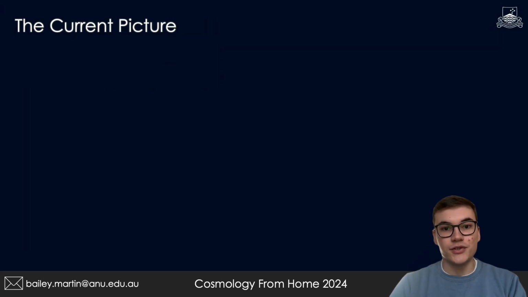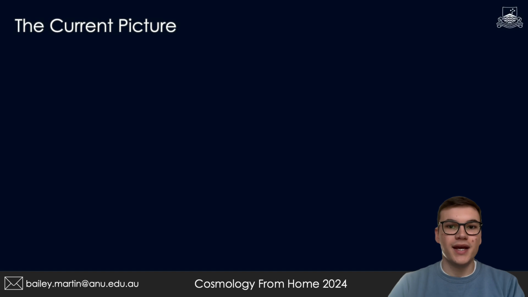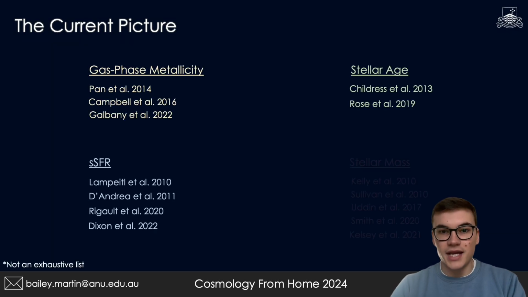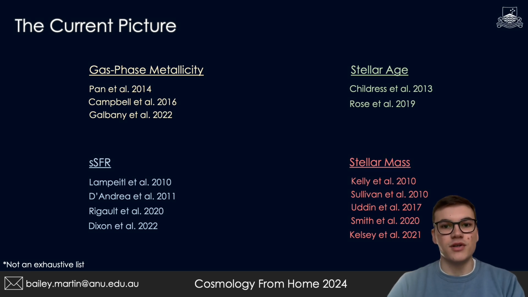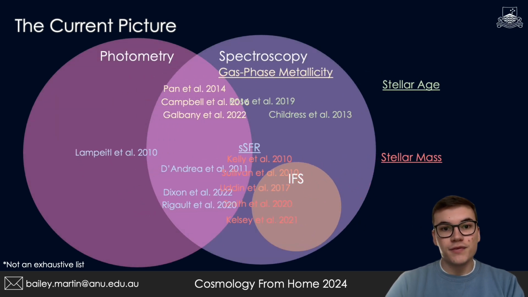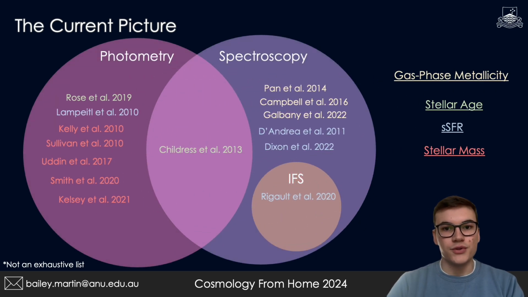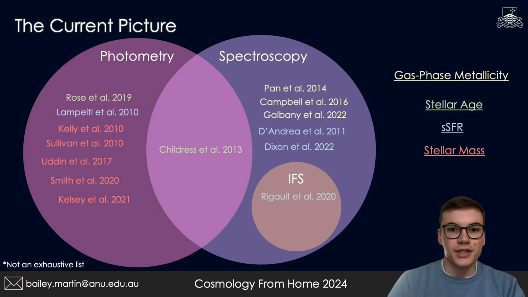Many studies have measured supernova host galaxy properties in an attempt to search for correlations with the Hubble residual. Correlations have been identified with the host galaxy's gas phase metallicity, stellar age, specific star formation rate, and of course the stellar mass. However, the significance of these results varies greatly from study to study. In most of these cases, broadband photometry is used to derive host galaxy properties, while a smaller number of studies use long-slit and multi-fiber spectroscopy.